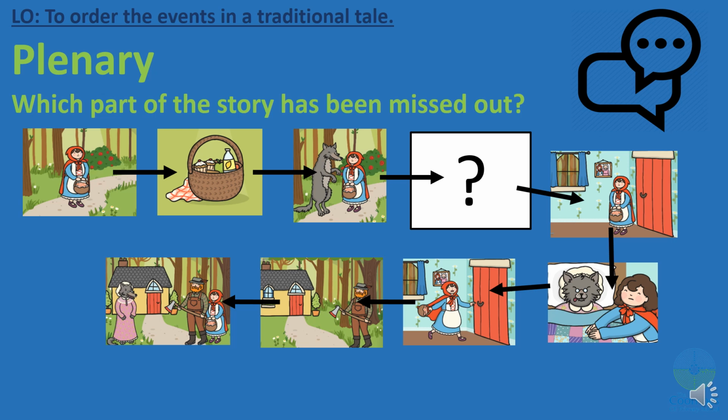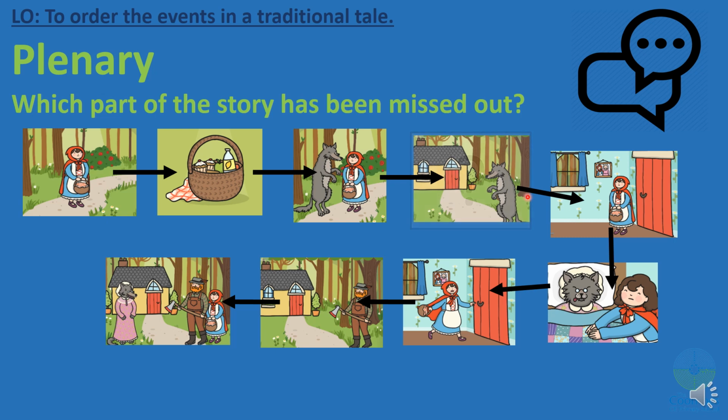So before we check how successful you have been in your learning today, we have a quick plenary. And this is to see how much of today's lesson you can remember. We've got the events of the story of Little Red Riding Hood on the board, but one key event has been missed out. Can you work out what the missing event is? Well done if you managed to get it right. The missing part of the story was when the wolf went over to Grandmother's house.